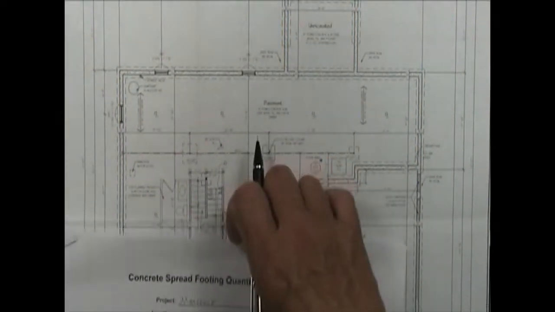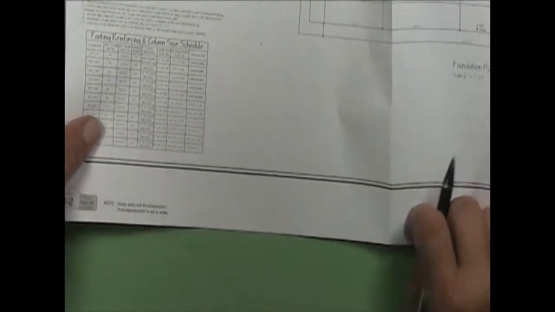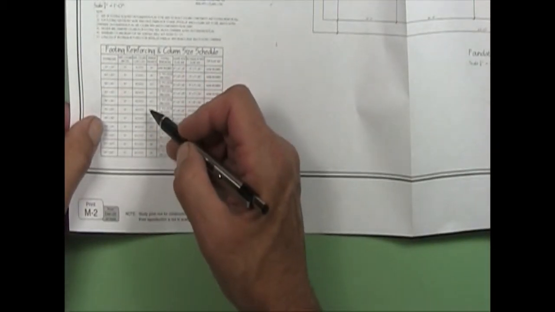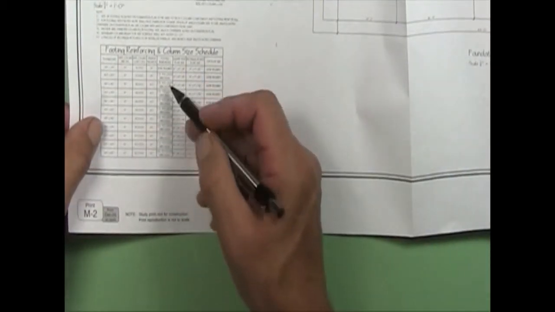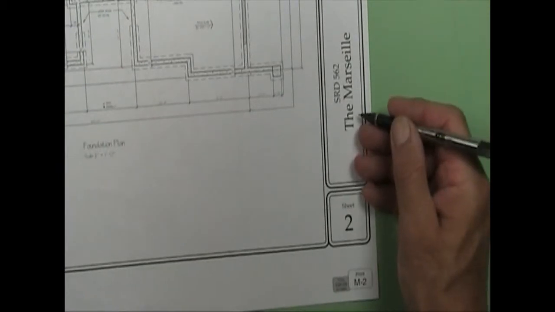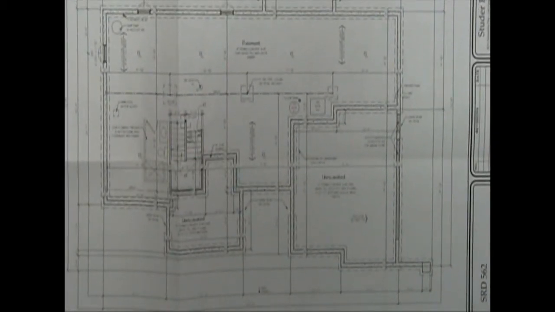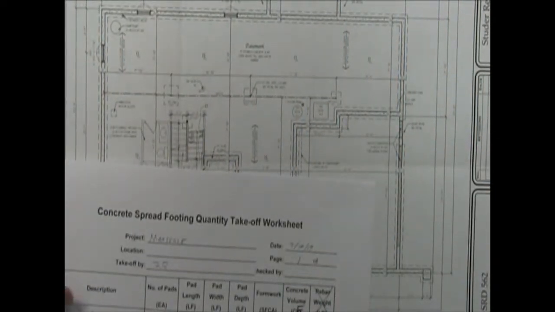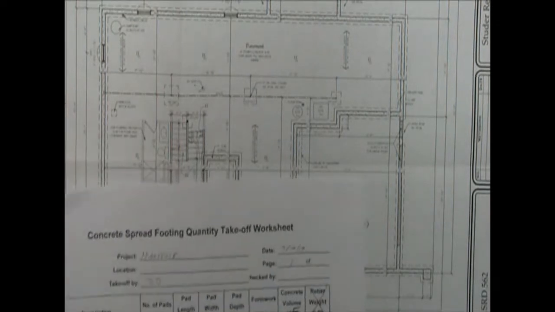The schedule at the bottom right here has your thicknesses and the type of rebar and things like that. In case you didn't know, I'm working on the Marseille plan. That's what we're going to be working through. So you want to be descriptive in what you're filling out.